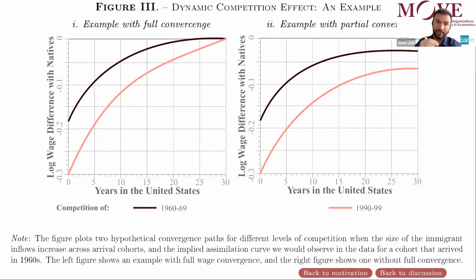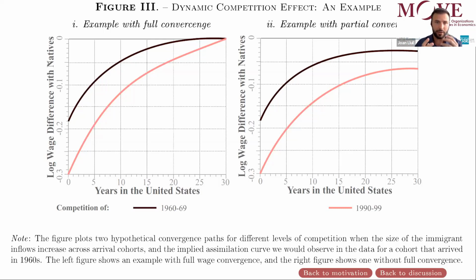So in the 1990s, now assume everything is the same. The technology of assimilation hasn't changed at all. The composition of the immigrants hasn't changed at all. All that changes is competition. So now in the 1990s, there are more immigrants in the US.